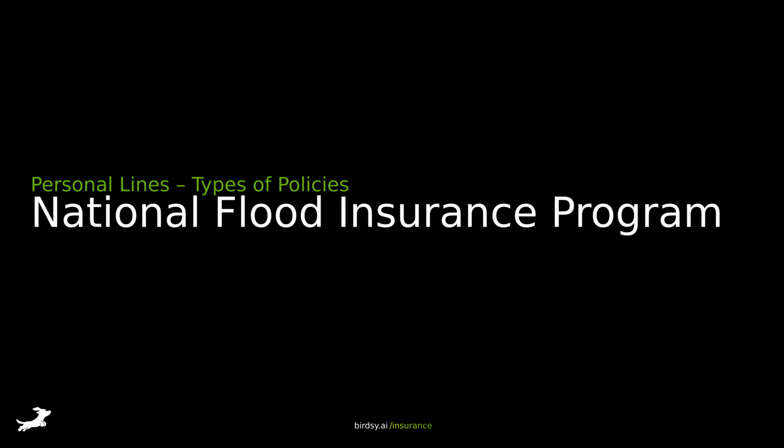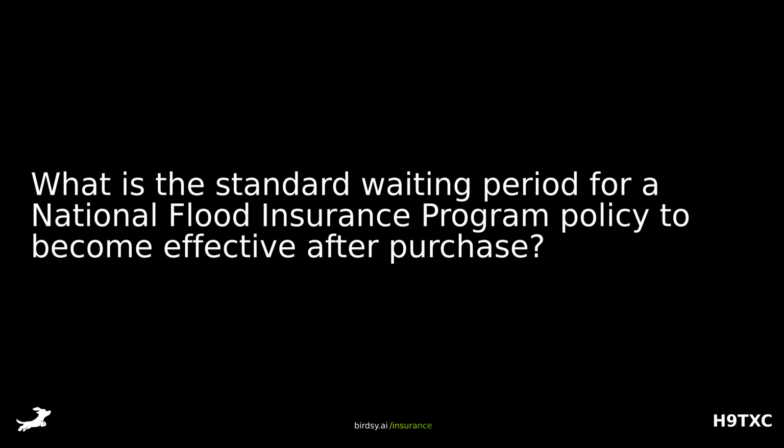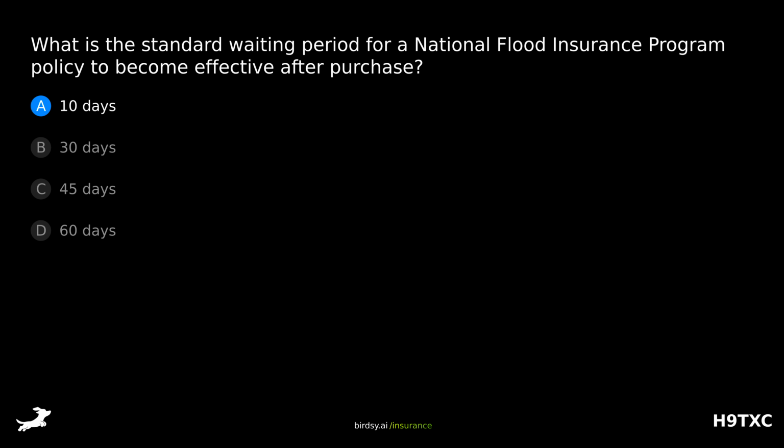National Flood Insurance Program. What is the standard waiting period for a NFIP policy to become effective after purchase? Is it A, 10 days, B, 30 days, C, 45 days, or D, 60 days? The answer is B, 30 days.